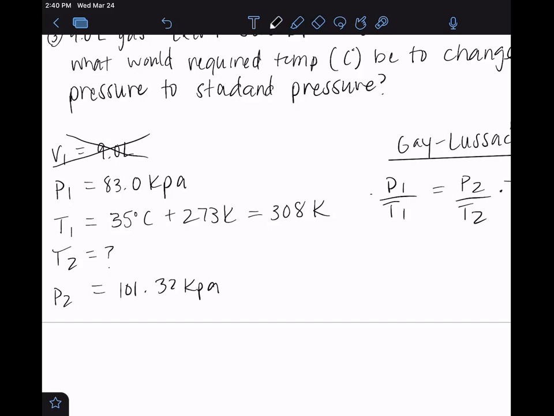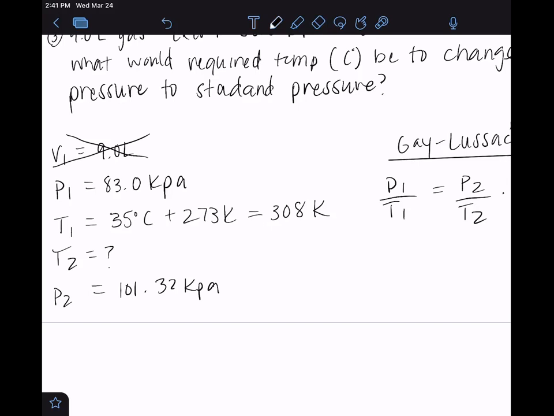Okay, so in this case, since we're trying to find T2, the first step is that we're going to do a couple of rearrangements. If you multiplied by T2 on each side, then you would get T2 times P1 over T1 is equal to P2. Okay, but that won't work, right? So then what can we do instead? Remember that they're inversely proportionate. So the thing that we have to do here is how can we get rid of this? And this is the same as saying times 1 over T2.